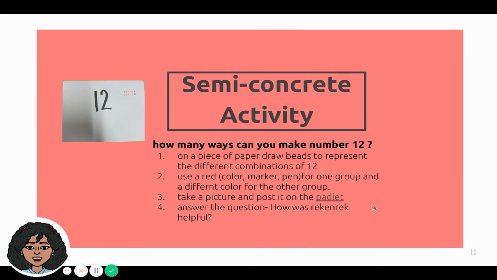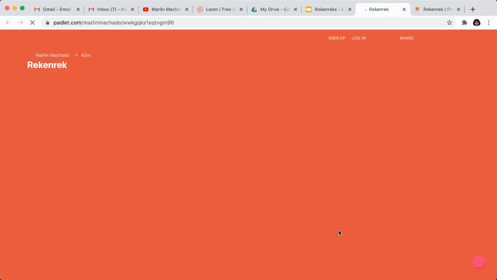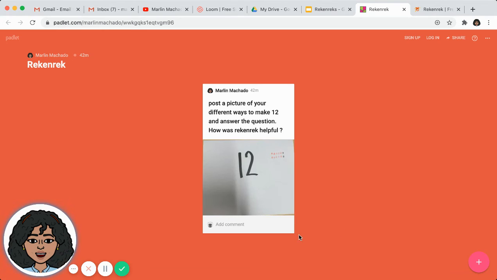And then once you are done with that, you will take a picture of the different combinations you found and click on the Padlet here, and it will take you to the Padlet activity where you're going to post your picture and answer the question of how the Rekenrek was helpful for you in finding the different combinations of the number 12.